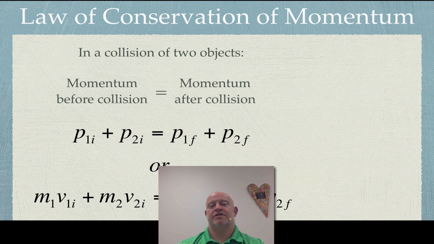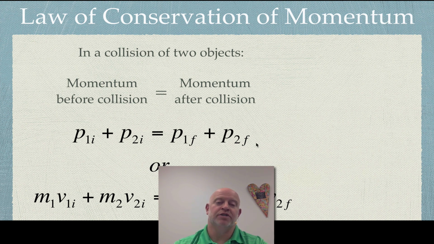So let's do the actual equation for this. In a collision of two objects, momentum before the collision has to equal momentum after the collision, which means the momentum, remember P is momentum, of our first object initially plus the momentum of our second object initially will equal their momentums afterwards. The changes don't have to be the same, but these two added together have to equal these two added together at the end.